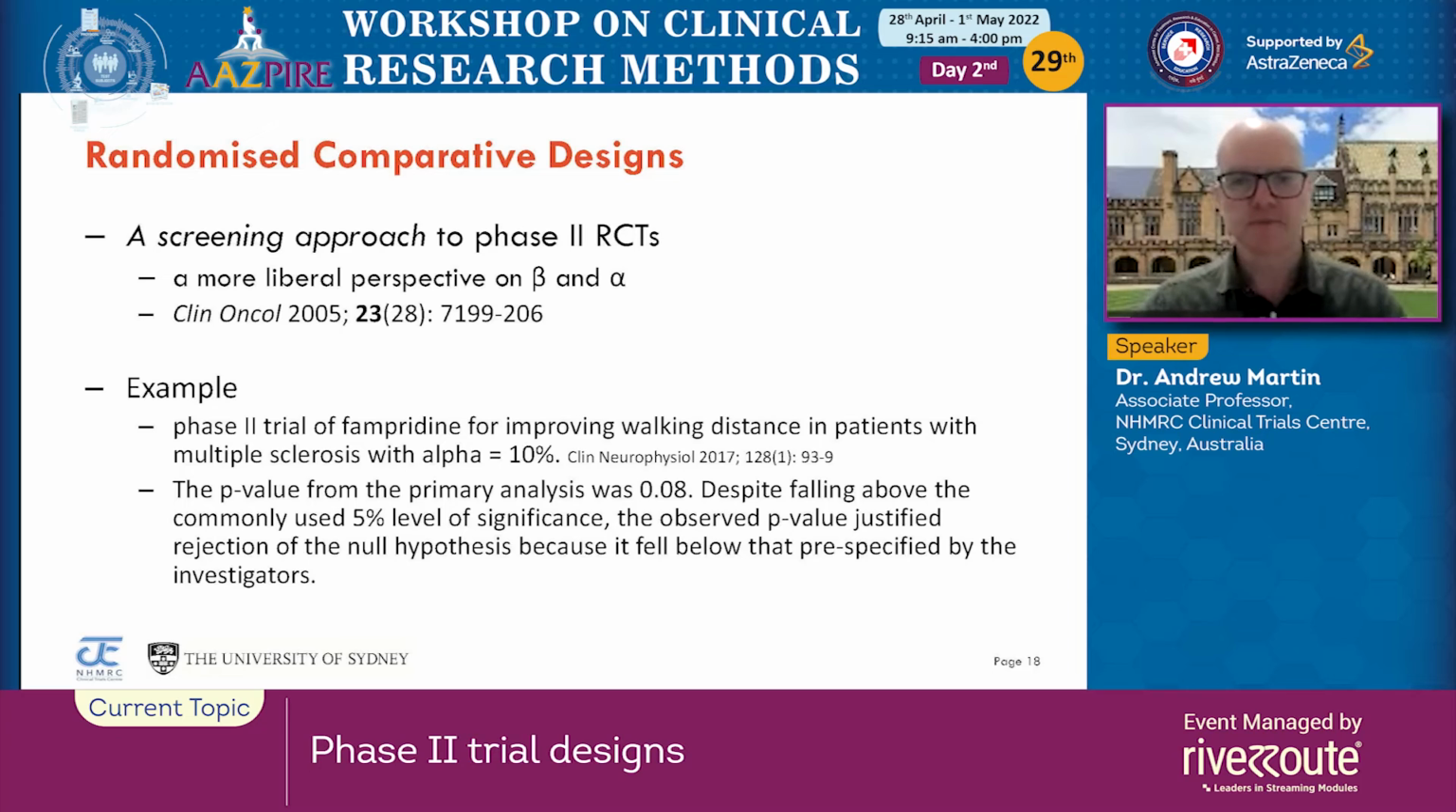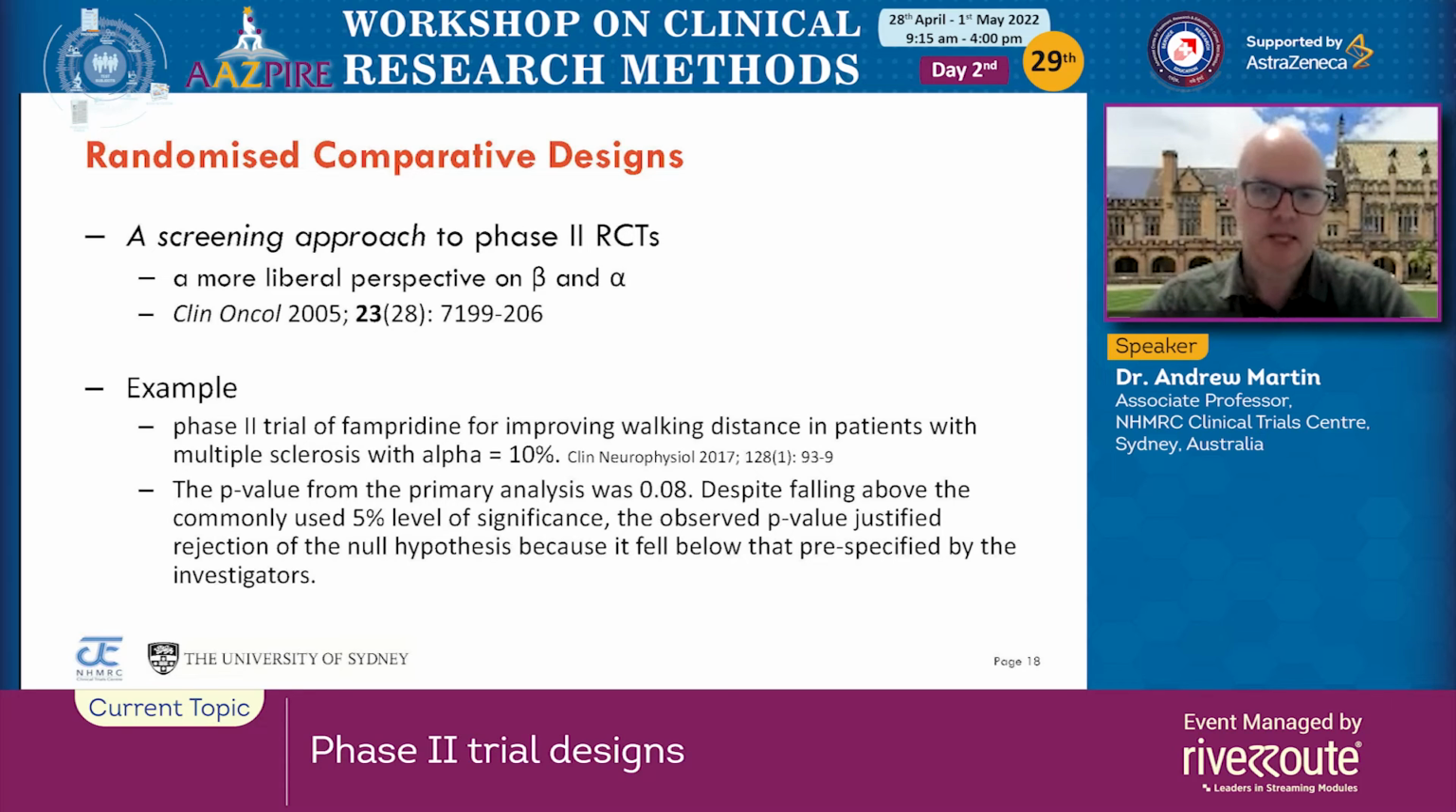So here's a little example of a phase 2 trial of famotidine for improving walking distance in patients with multiple sclerosis. This was a randomized design, so it's famotidine versus placebo, and rather than using an alpha of 5%, which would be very conventional in the phase 3 setting, an alpha of 10% was used for this phase 2 setting.